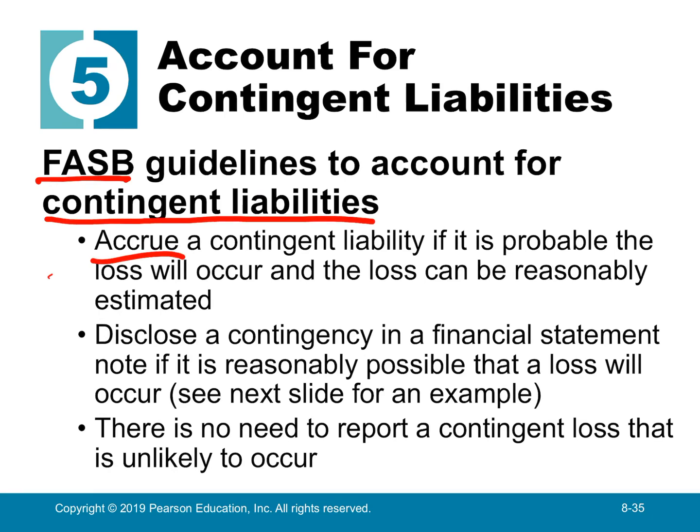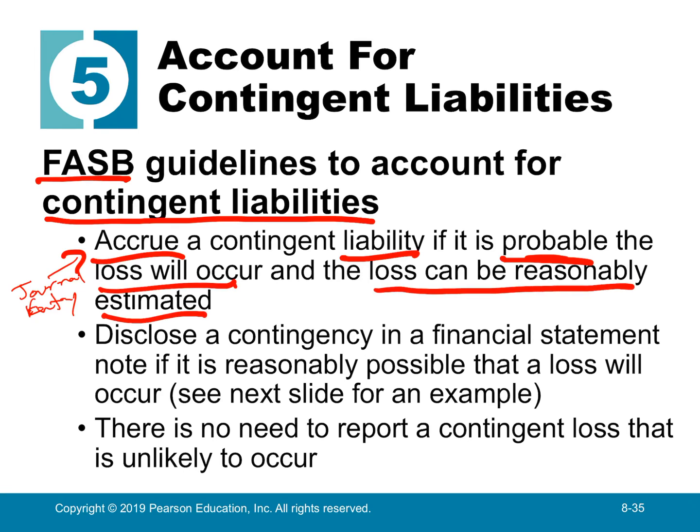Well, you're going to accrue, think journal entry. So you're going to actually show it on your financial statements. You're going to accrue this liability if it's probable that the loss will occur and the loss can be reasonably estimated. Not 100% clear here, right? It takes some judgment. And this is important to understand. A lot of times in accounting, you have to make some judgment calls. Make sure to not get yourself in trouble. Make sure you feel really comfortable with the judgment call you're making.